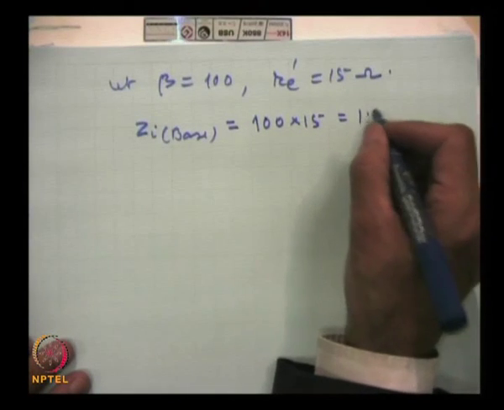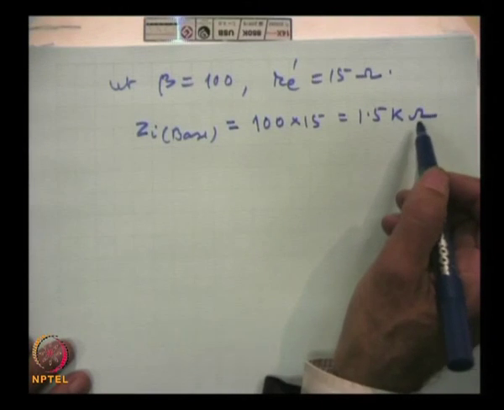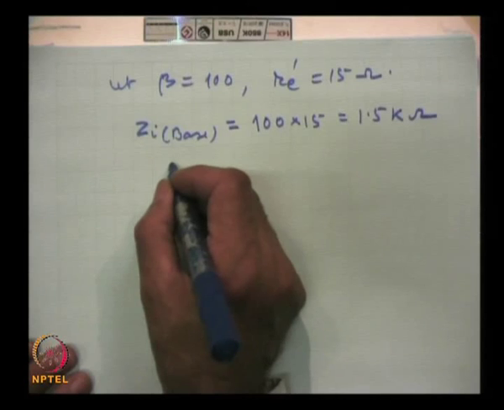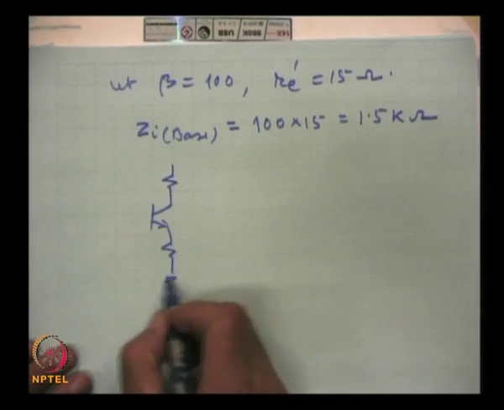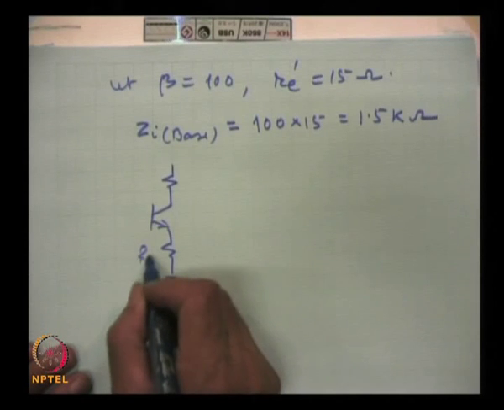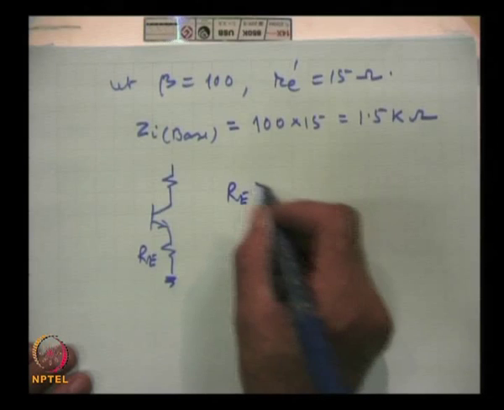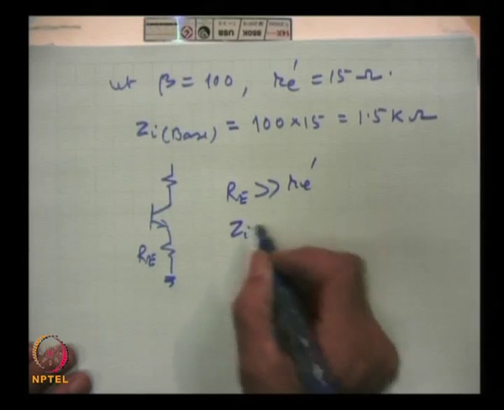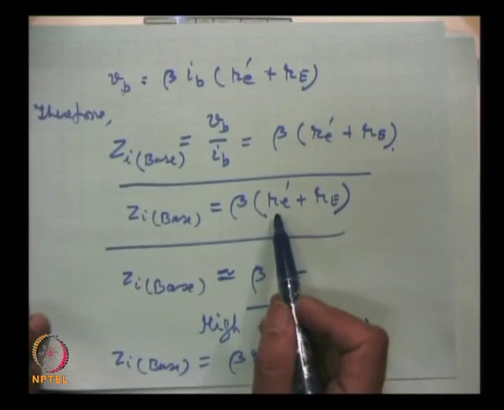So, it becomes 1.5 kilo ohms, but it is temperature sensitive, and if we swamp that, then the case is this, where this is R e. Then R e, being normally very large as compared to this Z I base, in this expression we neglect this and it becomes this one.